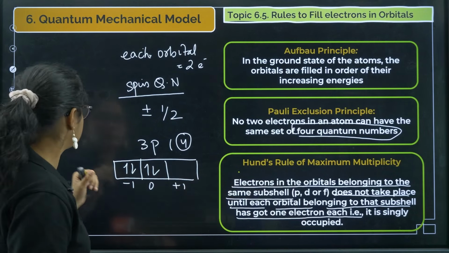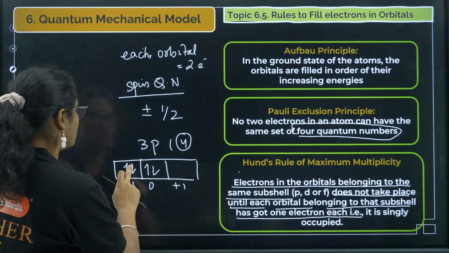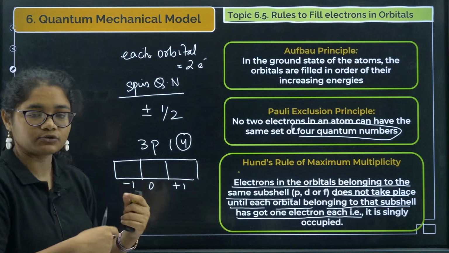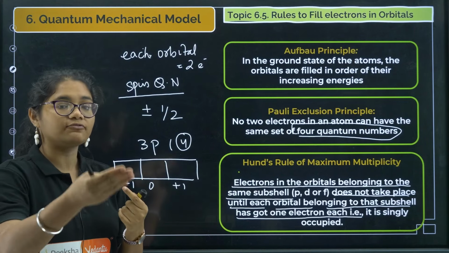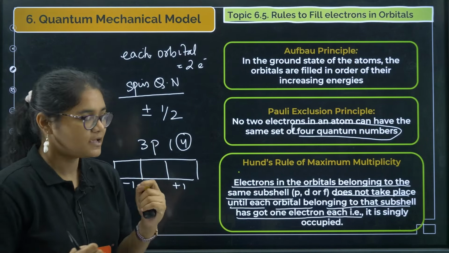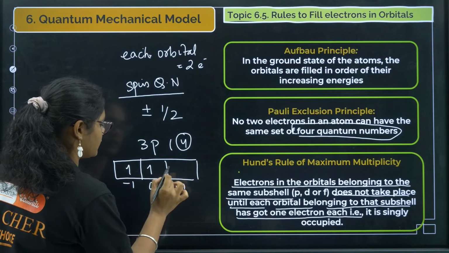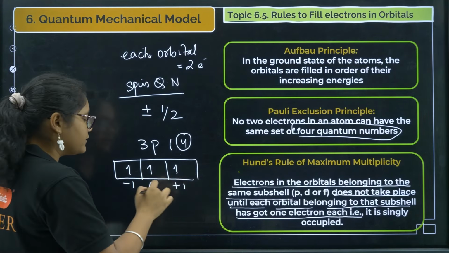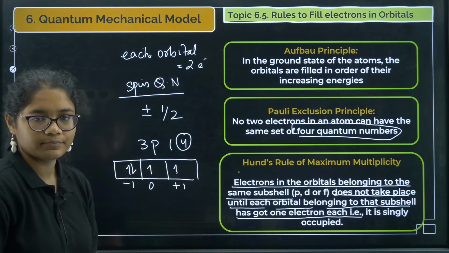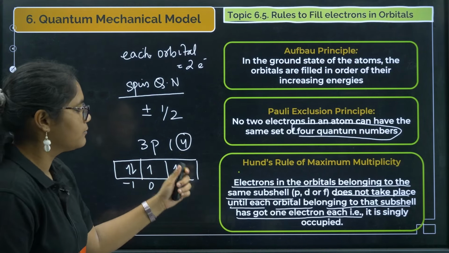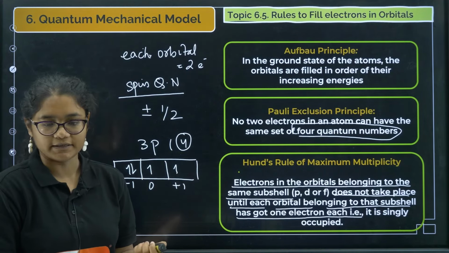Now what does Hund's rule say? Hund's rule says that all the orbitals should be first occupied one time, and after that the pairing should take place. Now for example, if I want to fill 4 electrons, I should fill first 1 electron in all the orbitals, then the 4th electron will pair here. Clear? So that is your Hund's rule of maximum multiplicity.